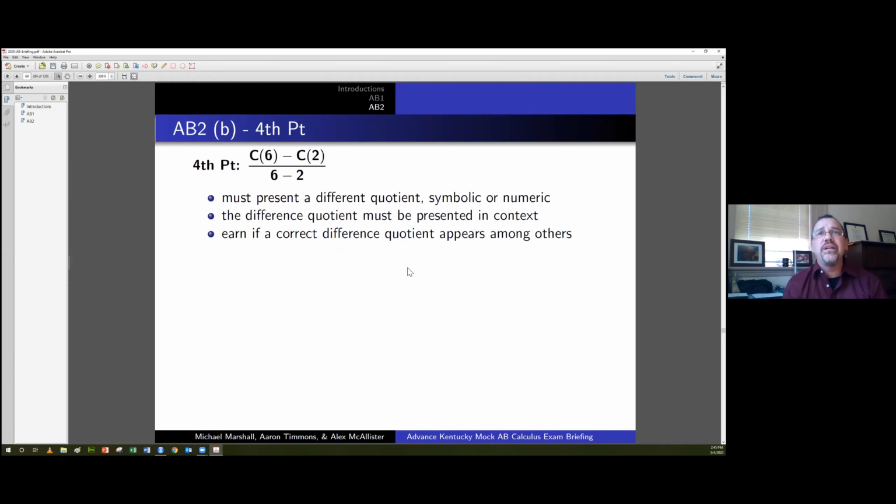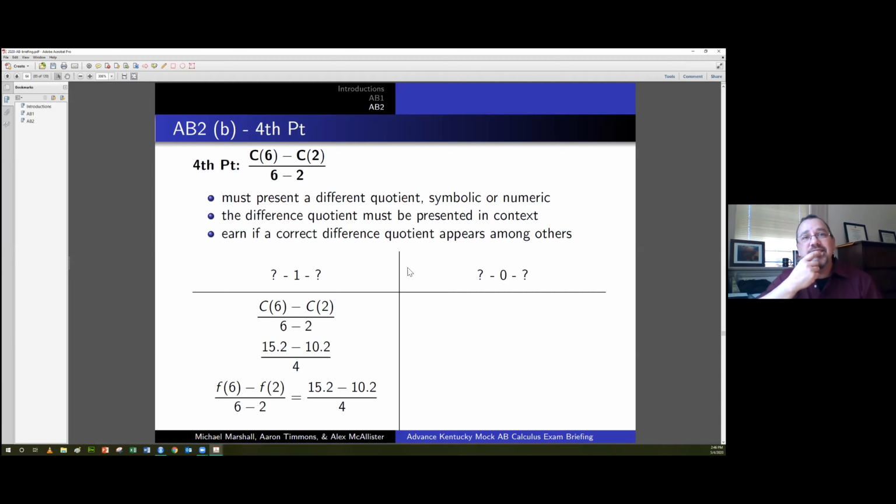Let's see, so the fourth point, we're looking for a difference quotient. It could be symbolic or numeric. It's gotta be presented in the context. So we can't just see some, right, F of A minus F of B. We need to actually see them working with our C, with the 2 and the 6. And because we've given them input values at 2 and 3 and 6, there might be a couple different difference quotients, three different quotients. So as long as they're working in the right realm of difference quotients, and include the one that's relevant, we're not going to expect them to instantly recognize the right one. They're allowed to do some scratch work.